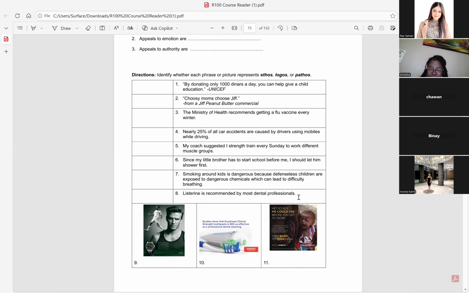Then the last one, number 8: "Listerine is recommended by most dental professionals." Okay, Listerine, which is a mouthwash. Which one is it appealing to? Actually, it's ethos because someone is recommending it, and there's an expert. Correct. Dental professionals. Okay.